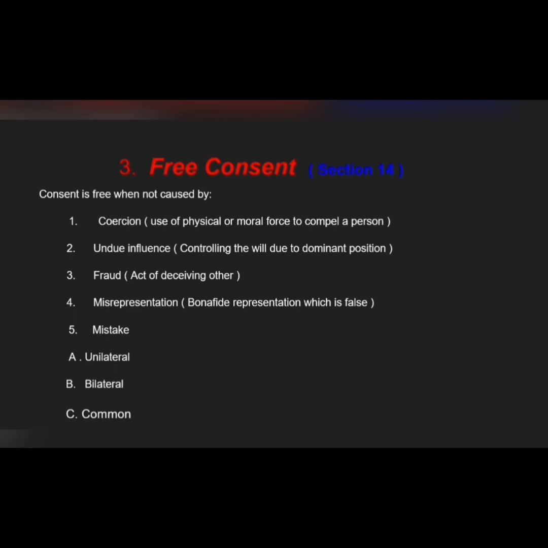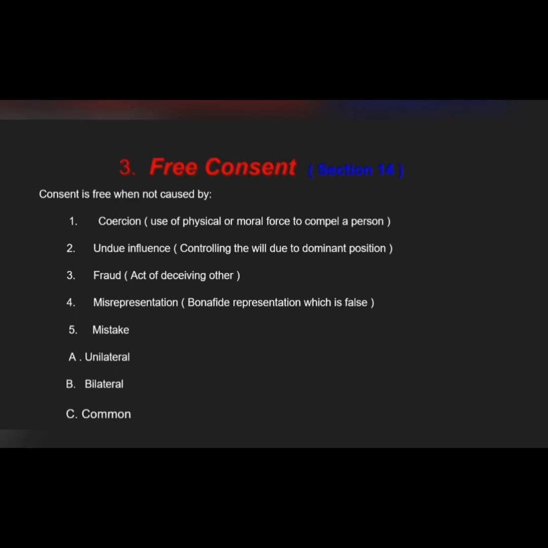Consent is free when not caused by, means when consent is free. First one, coercion. Coercion means the use of physical or moral force to compel a person. When you use physical or moral force to compel a person to get the consent of that person, it becomes not free consent. Second one is undue influence, controlling the will due to dominant position. When you exercise dominant position to get the consent of other, it becomes not free consent.